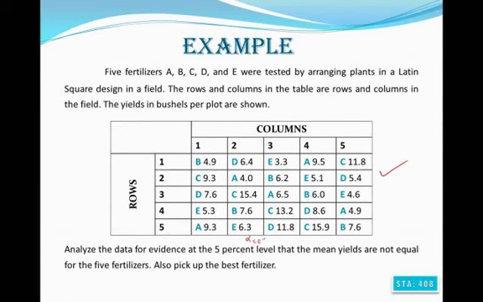Take alpha as 0.05, that the mean yields are not equal for the 5 fertilizers. Also pick up the best fertilizer.